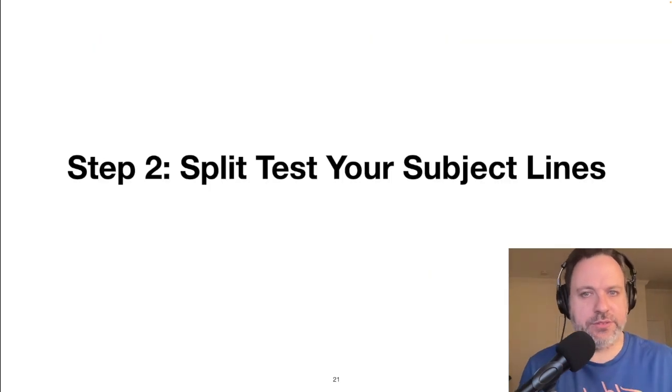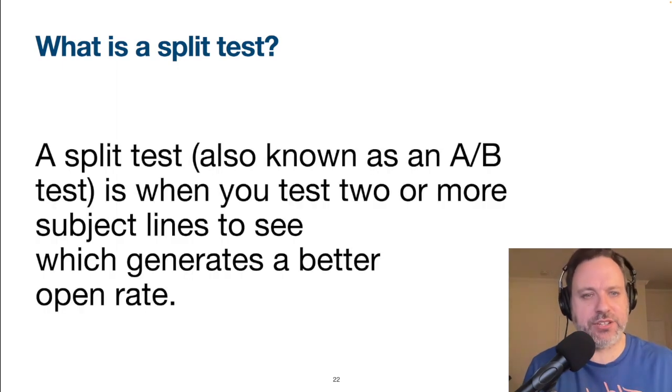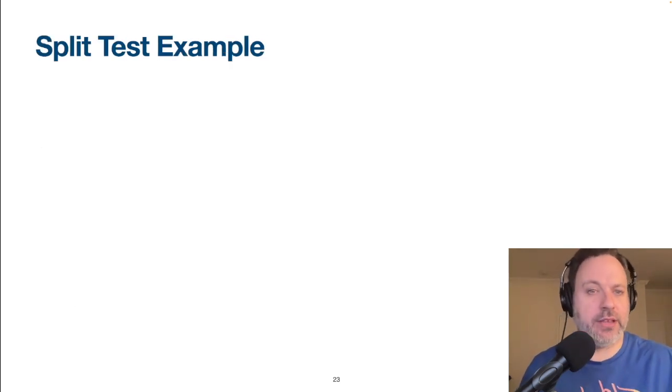Okay, let's move on to step 2, split test your subject lines. What is a split test? So a split test, also known as an A/B test, is when you test 2 or more subject lines to see which generates a better open rate. So I'll give you an example.